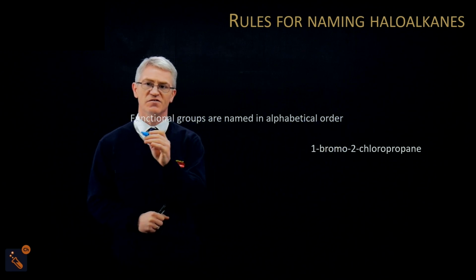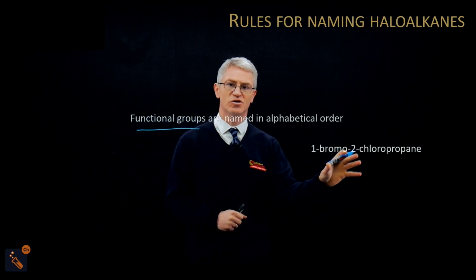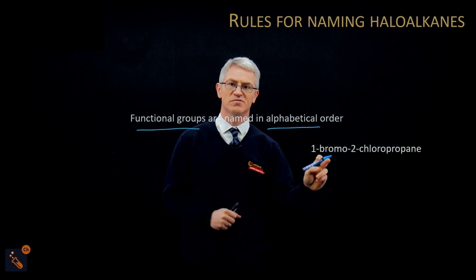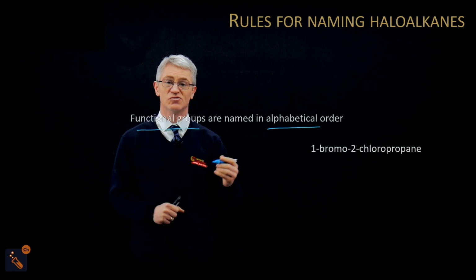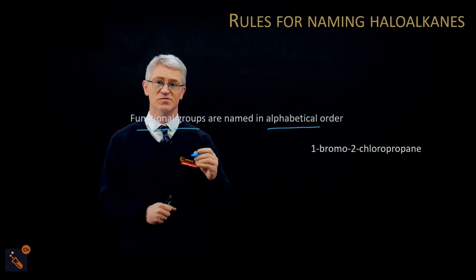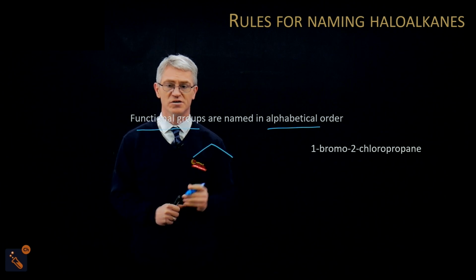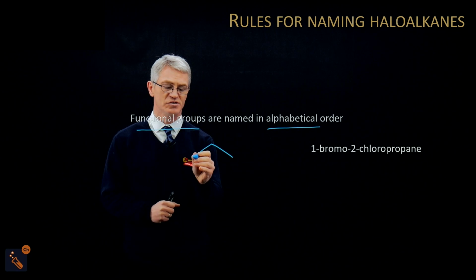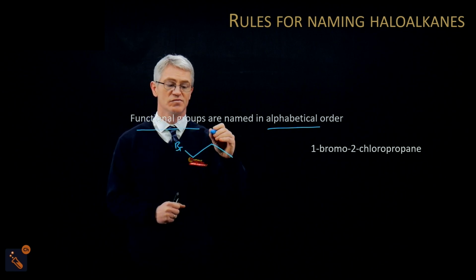First of all, the functional groups in this case are the bromo and the chloro, and they're named in alphabetical order. So B comes before C. All right, and I'm going to draw that in skeletal formula for you. It's propane, so that basically means it's 1, 2, 3. And we've got a bromo on position number 1, and on position number 2, we've got a chloro.